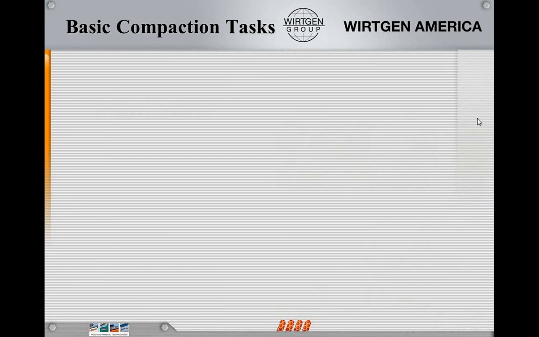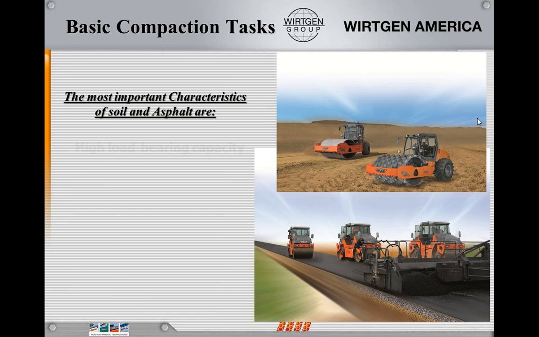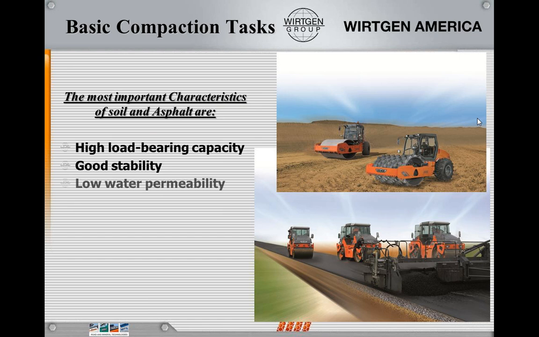When we look at some of the important characteristics of soil and asphalt, we definitely want a high load-bearing capacity. We want to get the compaction so we don't have loose soil that we're trying to stabilize. Good stability, so that it won't move around if we have any kind of disruption or disturbance. We want low water permeability, because if we do get water into either the soil or an asphalt, it's going to deteriorate and fall apart, and we're going to lose our load-bearing capacity and stability of that material.